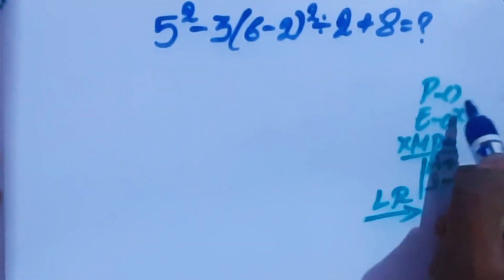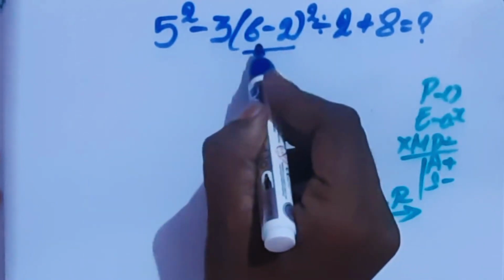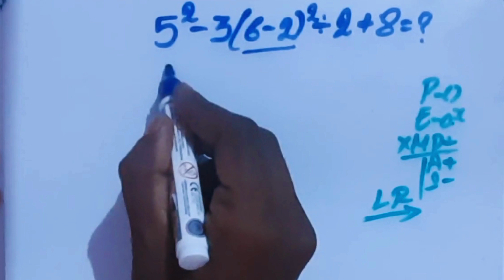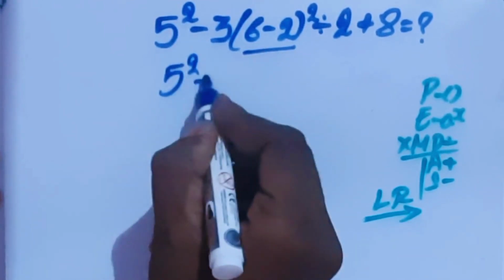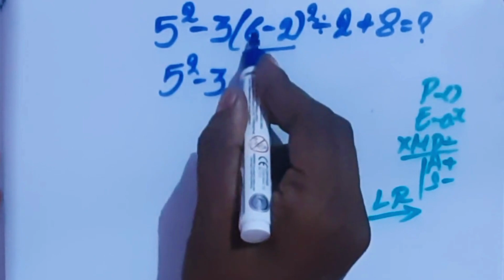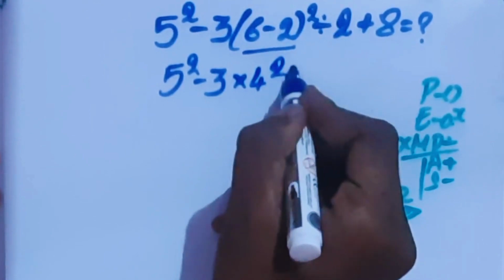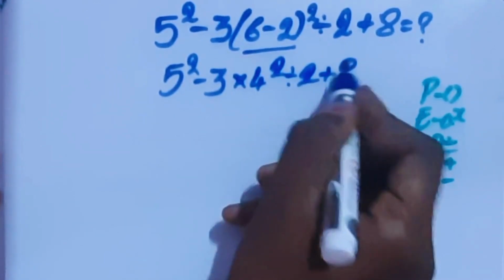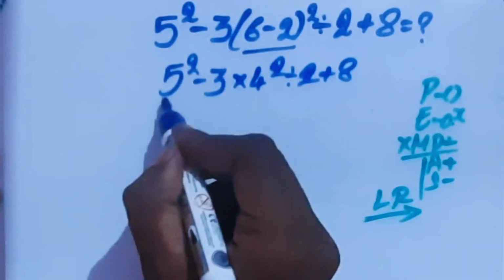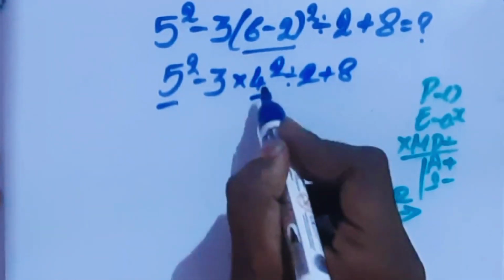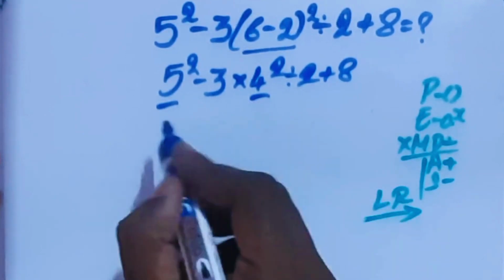Here, as per this order of operations PEMDAS, the bracket is higher priority. So we have to do this bracket before any other operation. So here 5 square minus 3 in bracket we have 6 minus 2 is 4 square divided by 2 plus 8. Here the next priority is exponent. We have exponent here is 5 square and 4 square. We have to do this before any other operation.